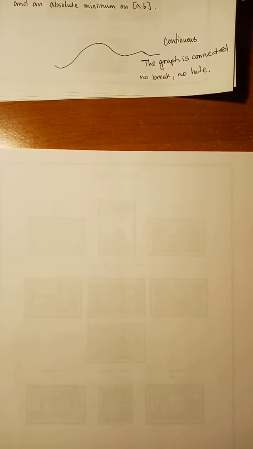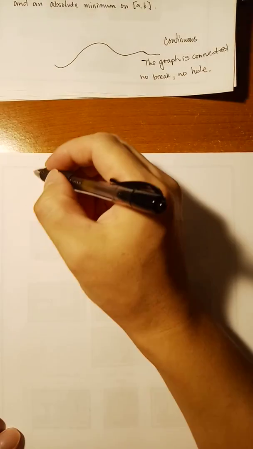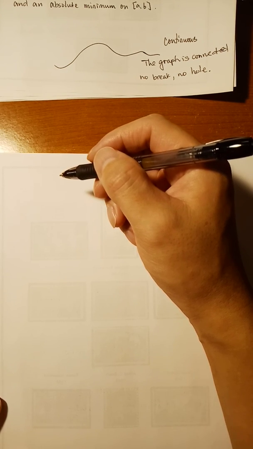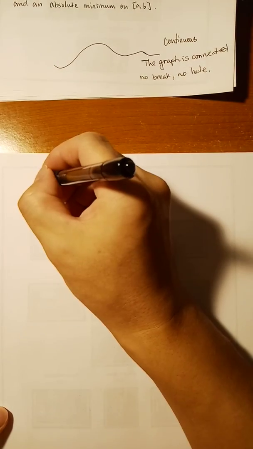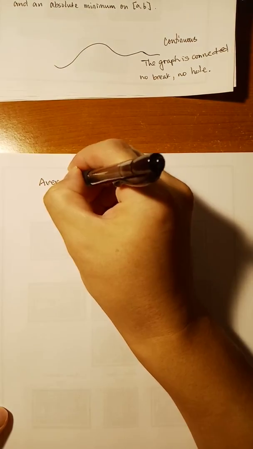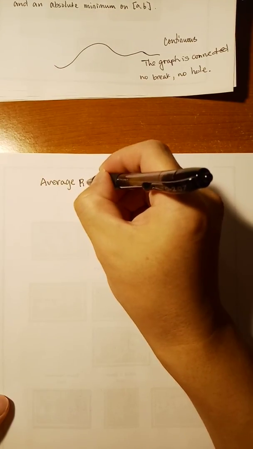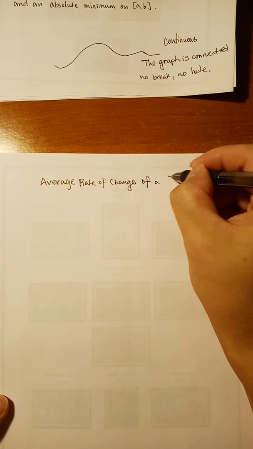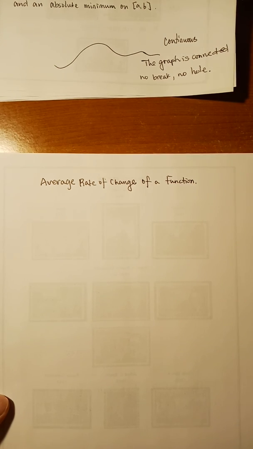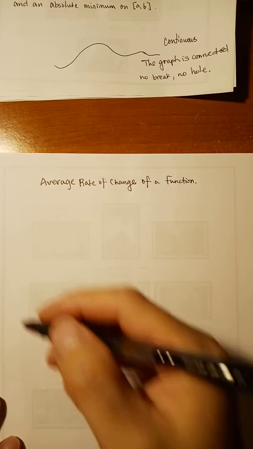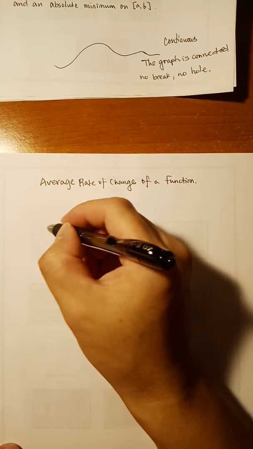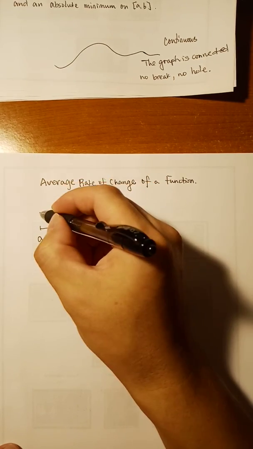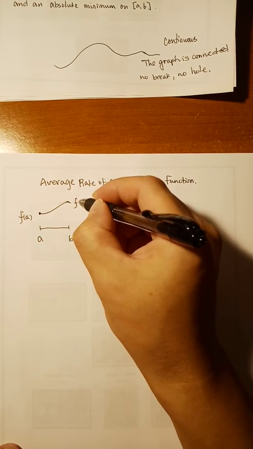Okay, next. Next, we are going to define a concept. We call it the average rate of change of a function. What is the average rate of change? So for example, you have a domain from a to b, and you have a certain graph. Then here you have f(a), here's f(b).